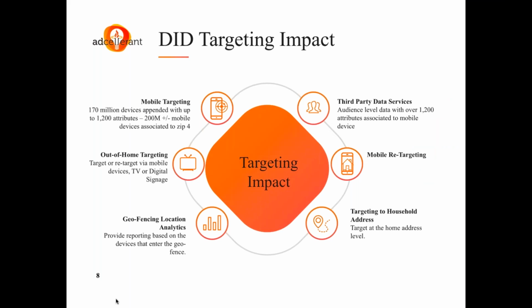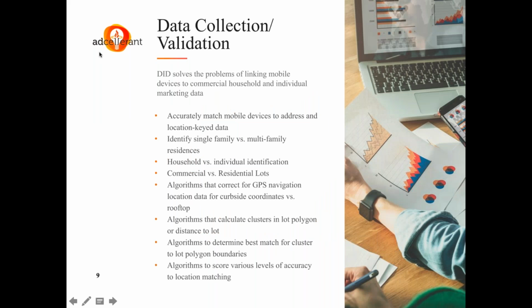This is available. Again, we have lots of different targeting options available with this: geofencing, location analytics, POI, mobile retargeting, targeting to the household address, leveraging third-party data services, with that unparalleled audience insight report over to your programmatic campaign. And then, of course, the very stringent mobile targeting capability that we now have access to.